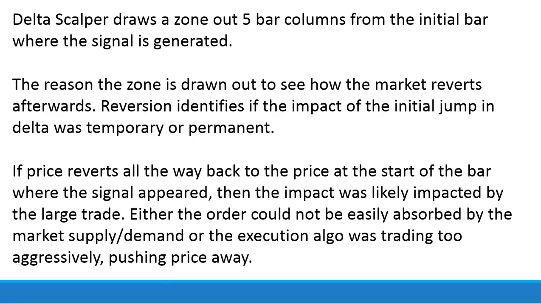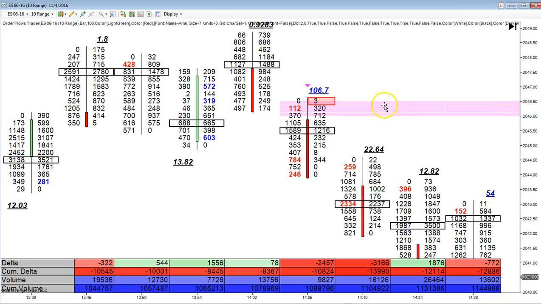So Delta Scalper draws out a zone 5 bars from the initial bar where the signal is generated. So it'll draw it out. So this is 1 column, 2, 3. So it'll cover five bars.